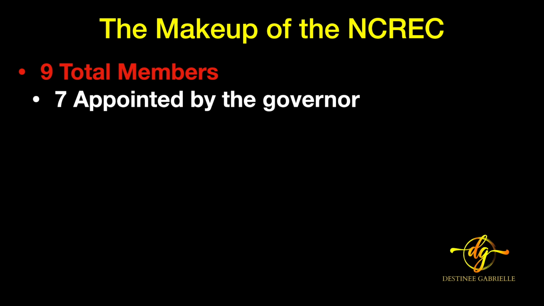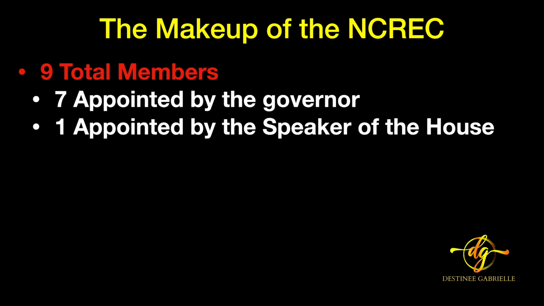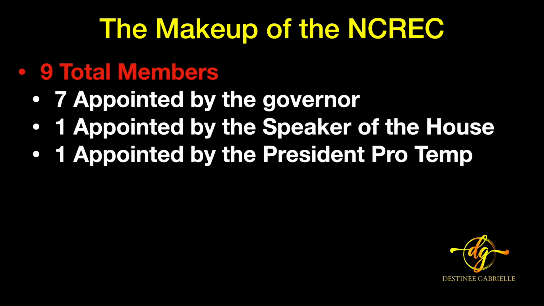All right, next is the makeup of the North Carolina Real Estate Commission. So the way that you want to remember this is there's 9 total members. So if it says there's 10, the question is wrong. The answer is wrong. 9 total members. The breakdown of those 9 is 7 appointed by the governor, 1 appointed by the Speaker of the House, and 1 appointed by the President pro temp.